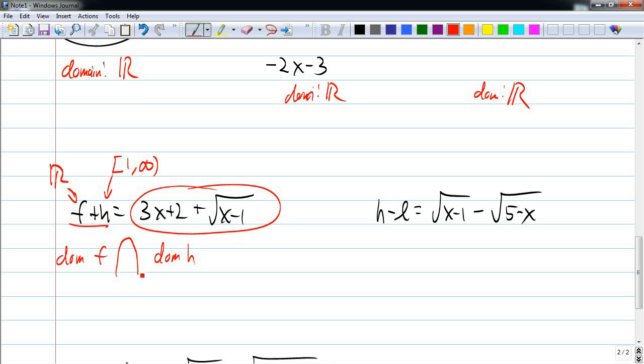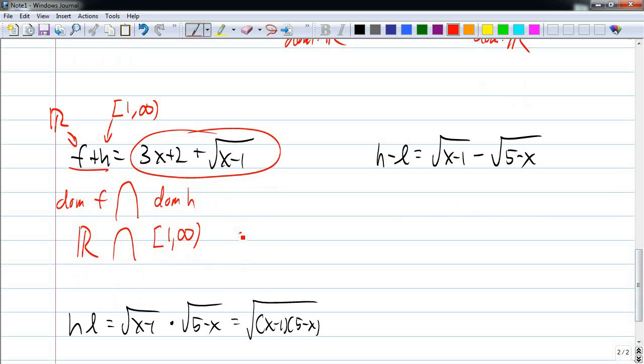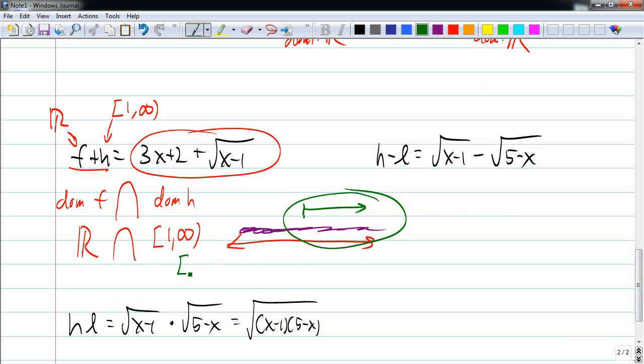Okay, f's domain is all reals. H's domain is 1 to infinity. If I intersect these together, the overlap is going to be everything and 1 to infinity. So the overlap is right here, 1 to infinity. This is the domain of f plus h.